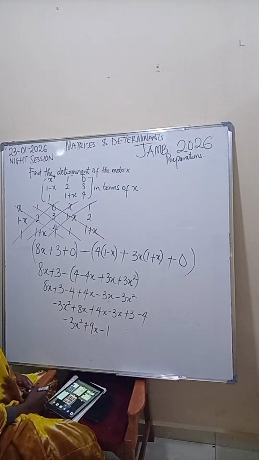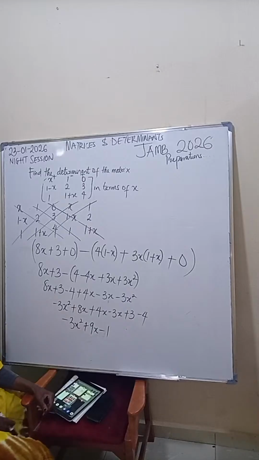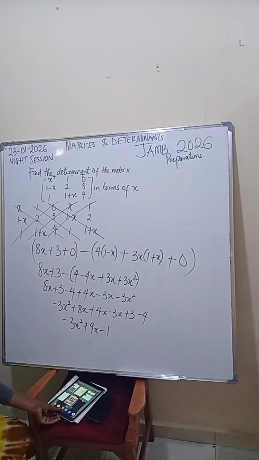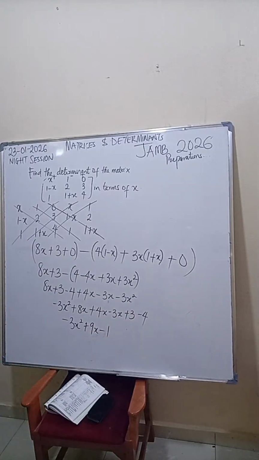Mr. Marcos, where do you learn all of these math tricks from? Wow, this is interesting. Guys, what do you have to say in the comments? We have minus 3x squared plus 9x minus 1. Yes, I'm just comparing the answers now. This is really interesting. Thank you so much, Mr. Marcos. Thank you, sir. I'll be in the comments.